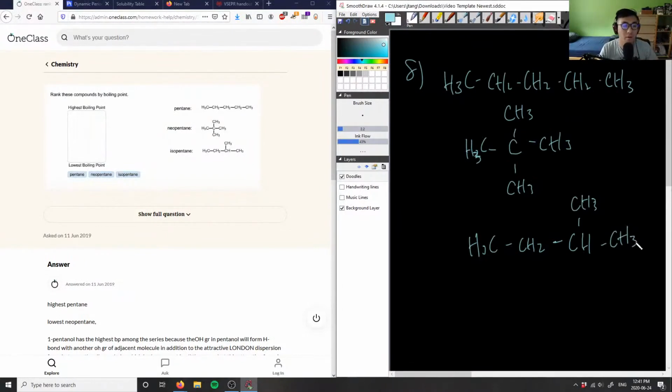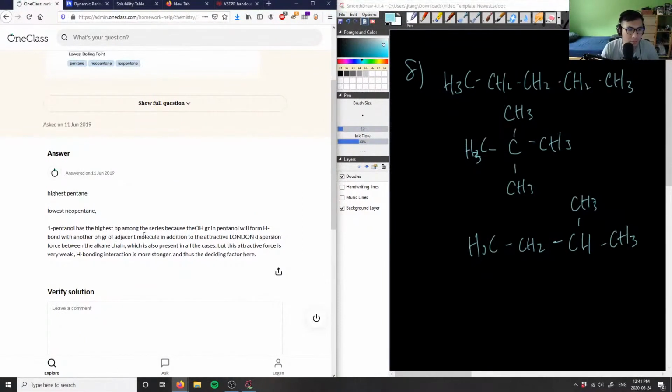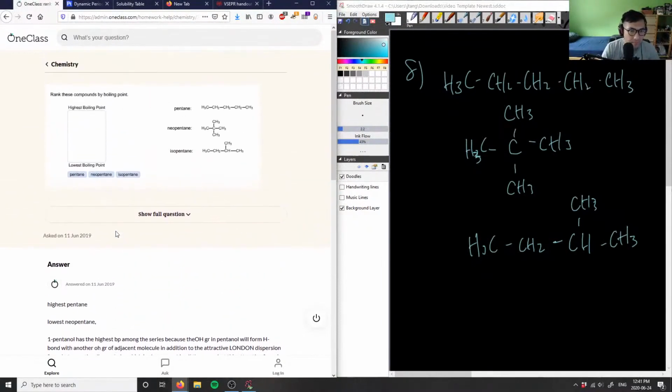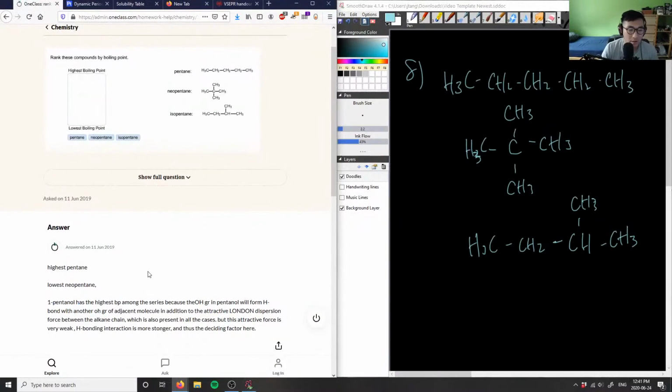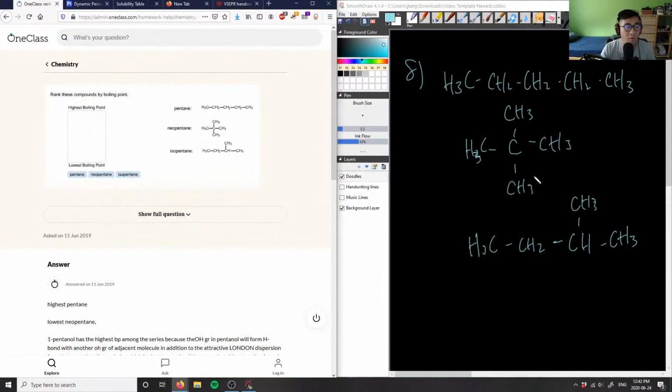So how do we figure this out here? I don't think that this solution is correct because they were talking about pentanol. So I don't think this solution is correct here. But the takeaway here is all of these have London dispersion forces, right? So they don't have any dipole-dipole. They don't have hydrogen bonding. So the only thing that matters here is the symmetry of these compounds.